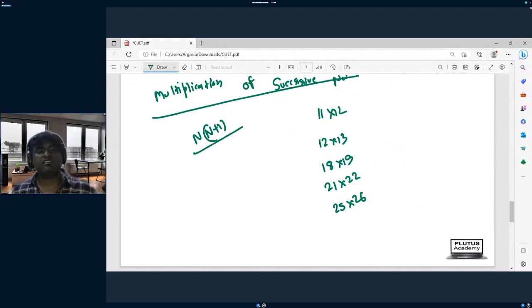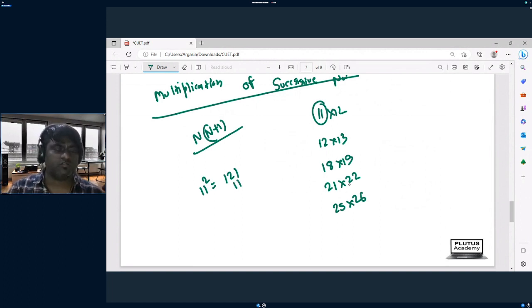Okay? So you have no need to multiply these numbers directly. Always select the smaller of the two numbers. For example, we have to do the multiplication of 11 into 12. Always select the smaller number, 11. The square of 11 will be 121, and you have to add 11 to this. That will be 132.